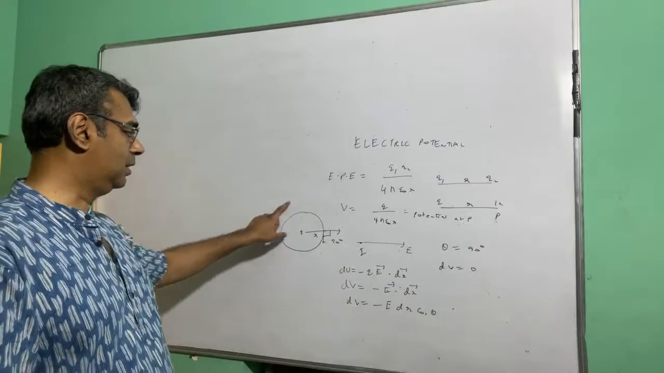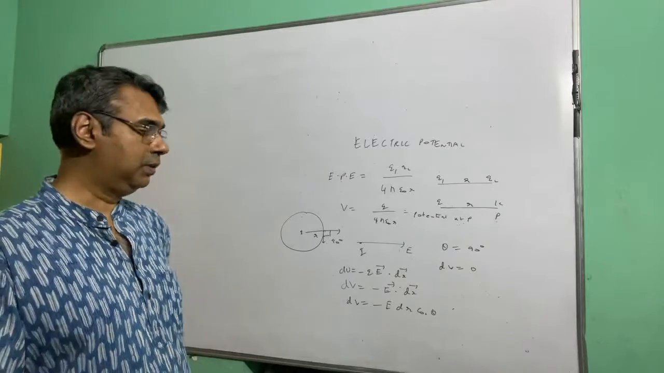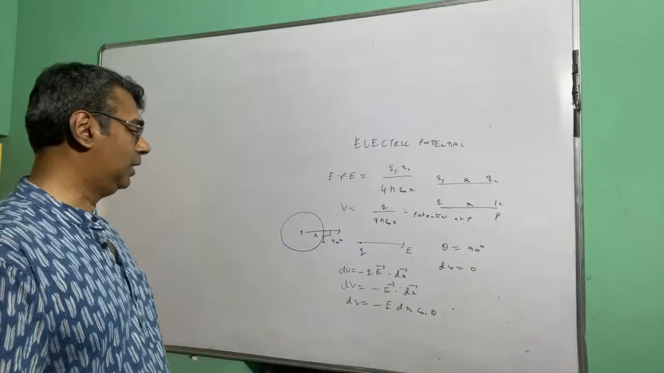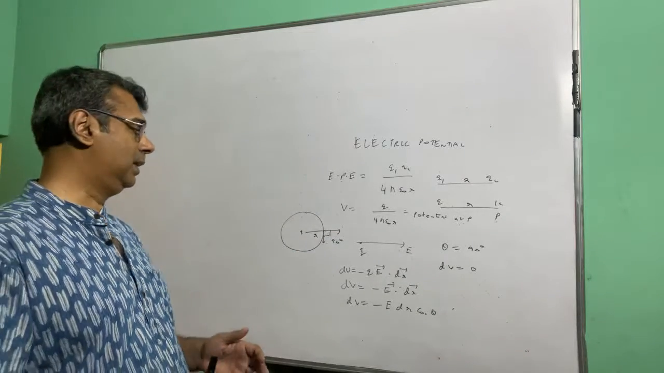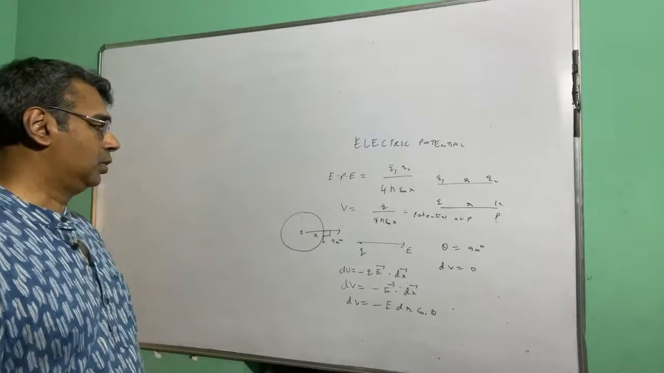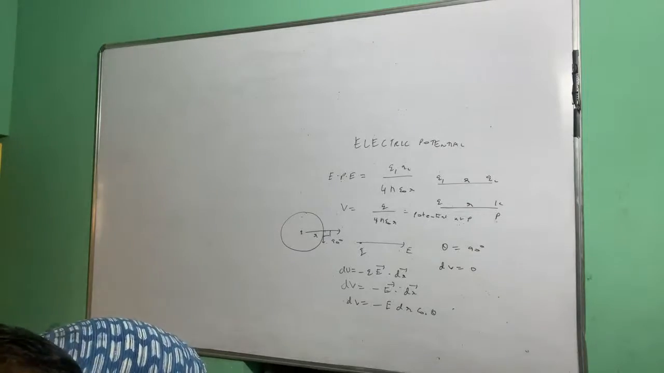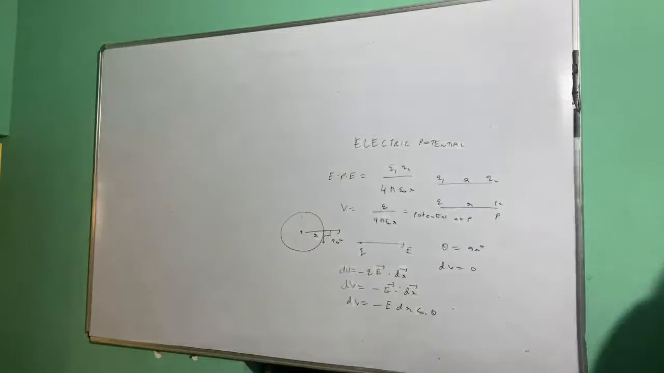So this entire surface of the sphere is called an equipotential surface. An equipotential surface is a surface on which at every point the tangent is perpendicular to the field, and that means that on that surface all the points are at the same potential. So this is the topic for today, that is equipotential surface and potential.